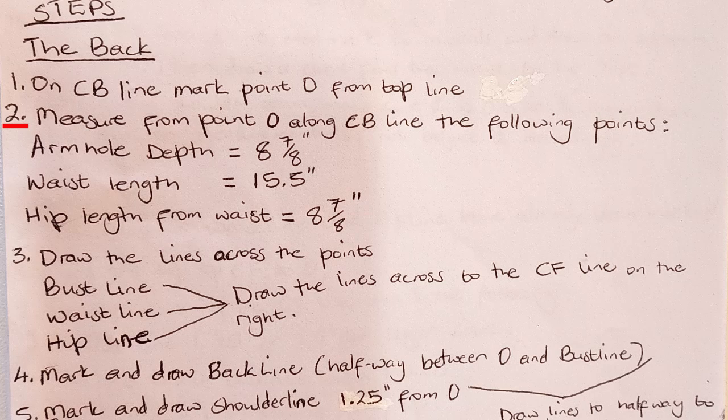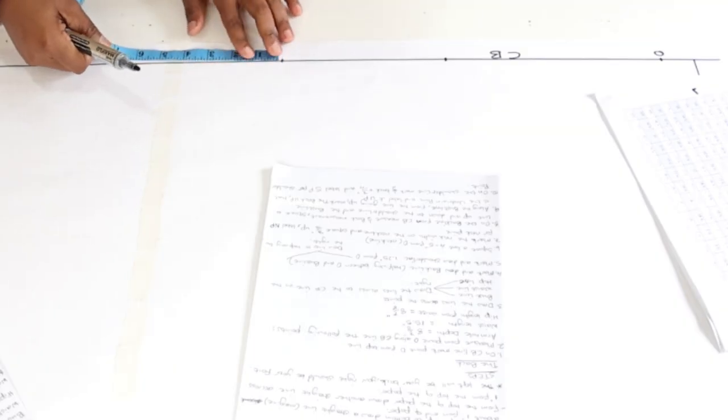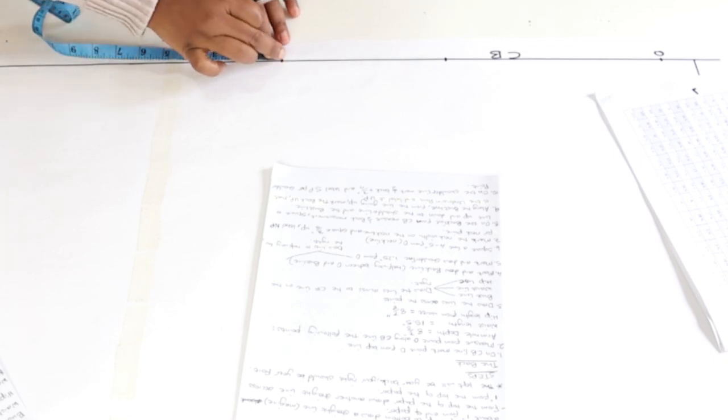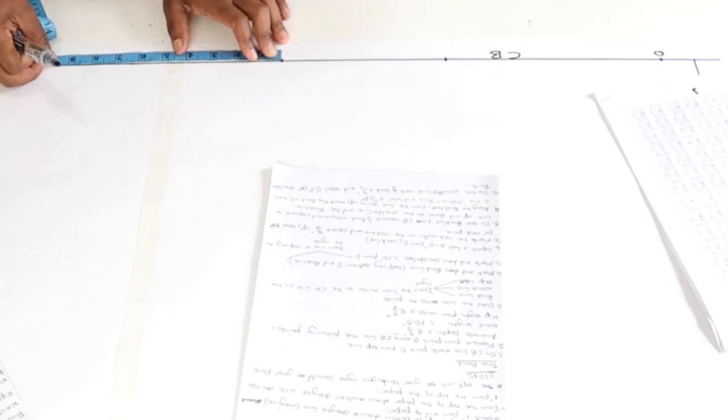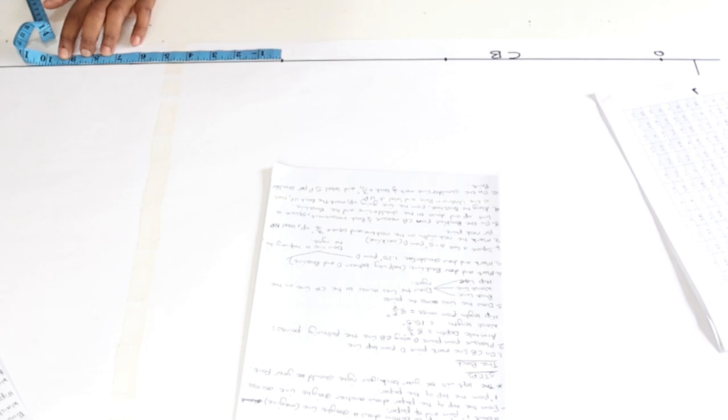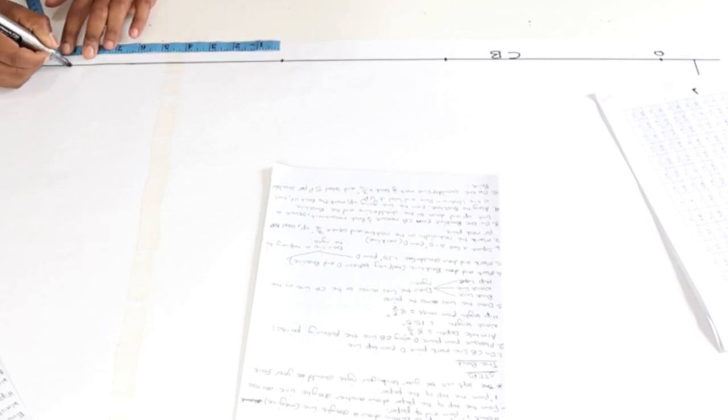And then you are going to write down that measurement. In most cases for adults, the measurement from the waist to the hips is between 8 and 3/4 of an inch up to 9 inches. In my case, it is 8 and 7/8 of an inch. So I'm going to take that measurement from the waist up to the hip, and in my case, it is 8 and 7/8 of an inch.